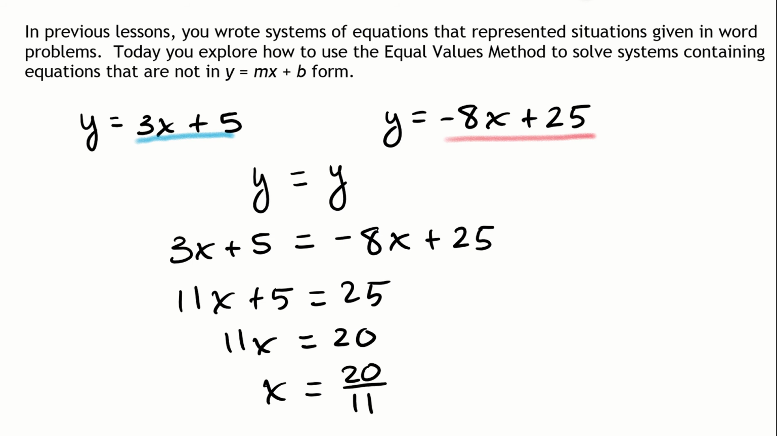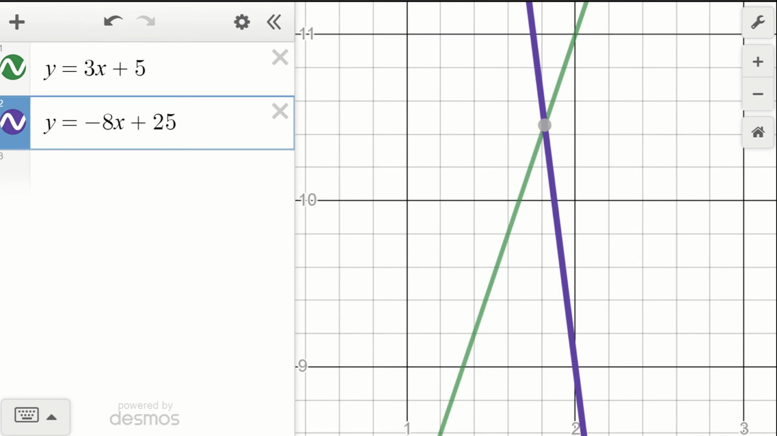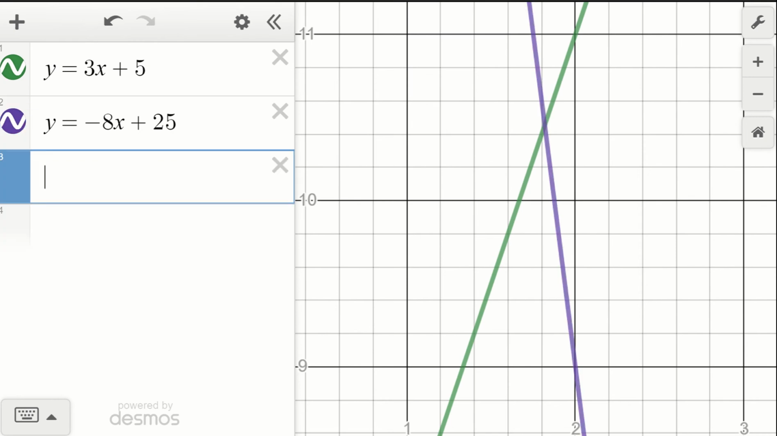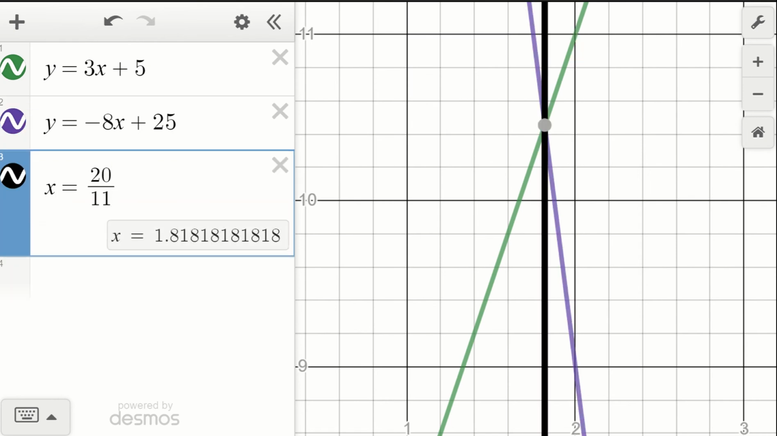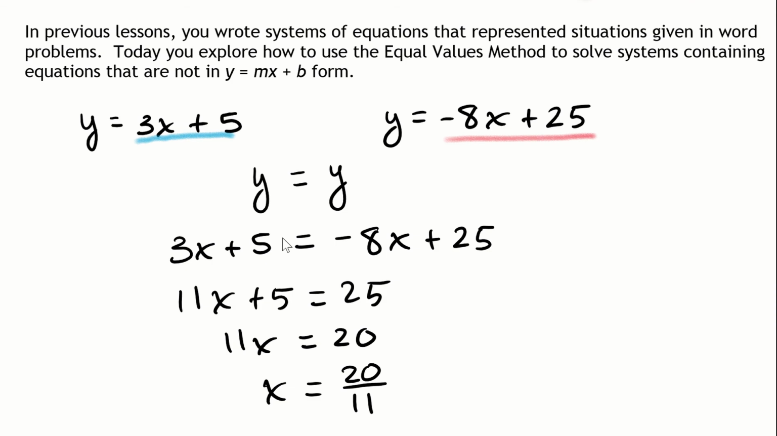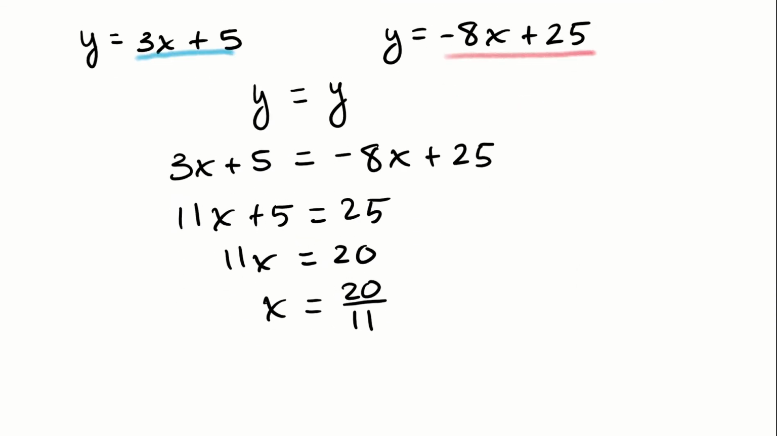So if I come back over to Desmos, I'm going to try this, and if I type x equals 20 divided by 11, I can see absolutely that is the x value where those two lines meet. So that number for x, 1.8182, is really this number. It repeats.